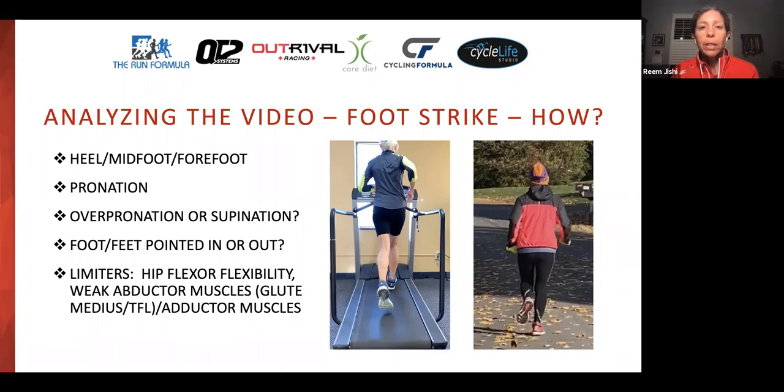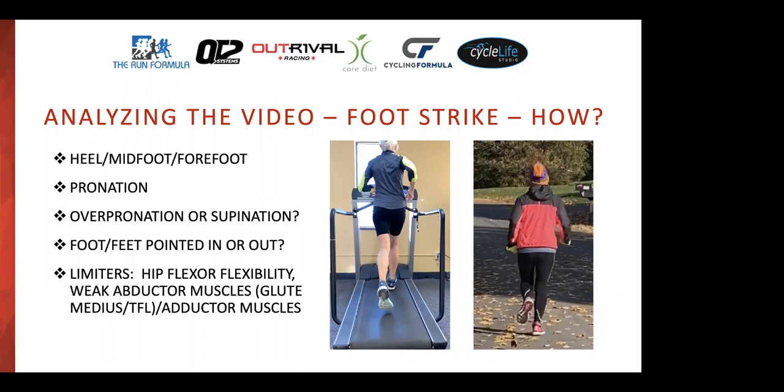Limiters with foot strike tend to be weak abductor muscles, so the muscles on the outside of your upper hip and upper leg area, and adductor muscles, the muscles on the inside, plus hip flexor flexibility.